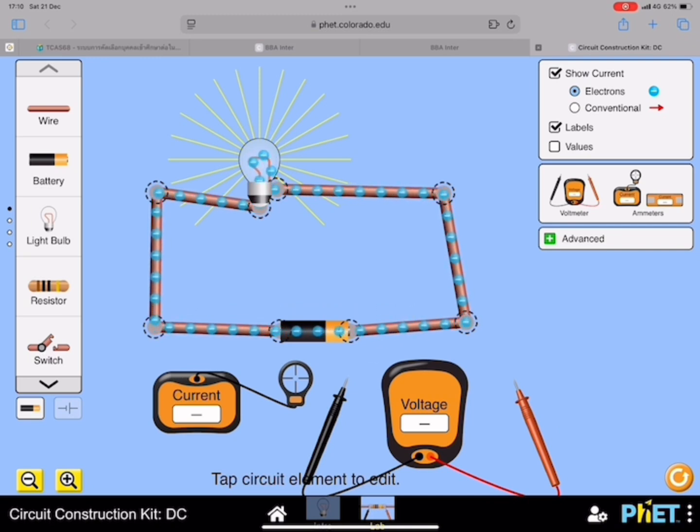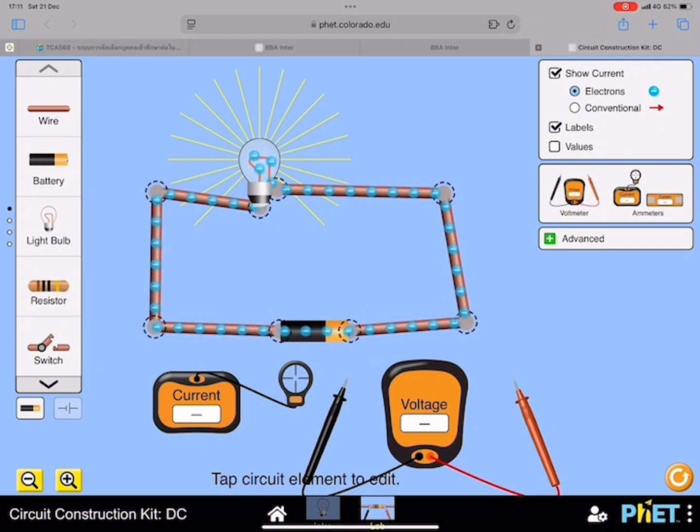V represents the voltage in volts, W is the work done in joules, and Q is the charge in coulombs. This equation tells us that a high voltage means more energy is transferred per unit charge. For example, a 12 volt battery does 12 joules of work to move 1 coulomb of charge through the circuit.